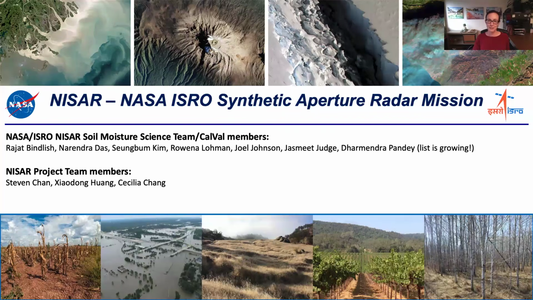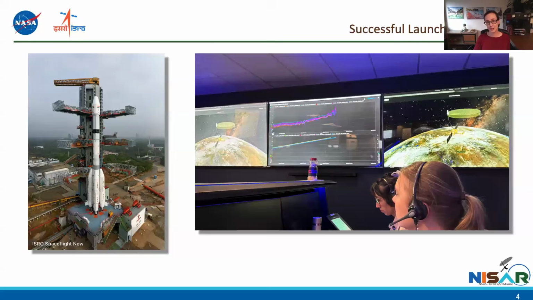As many of you know, we had a successful launch on July 30th of this past year after many years of waiting for a US India SAR satellite mission. This is just a picture of the launch vehicle in India before launch, and a nice image of some of the JPL science project team members during launch as they were watching it in real time. So this was a very exciting day for us, and everything worked out amazingly well.